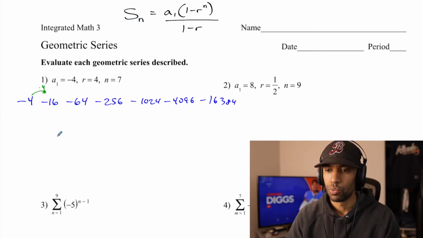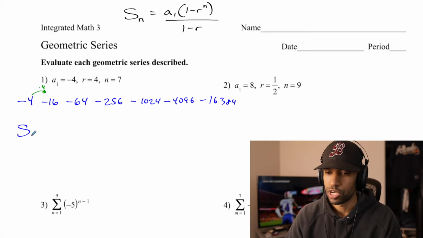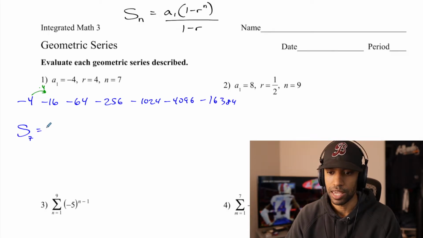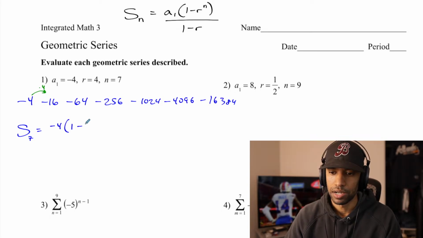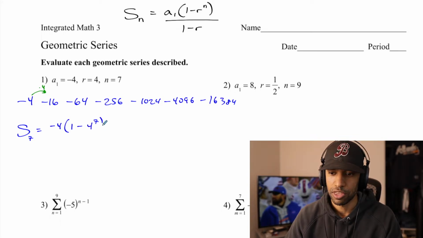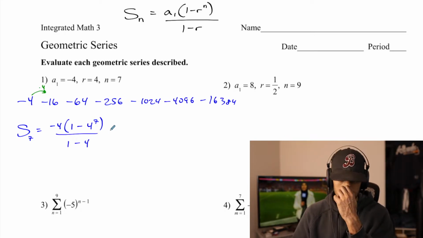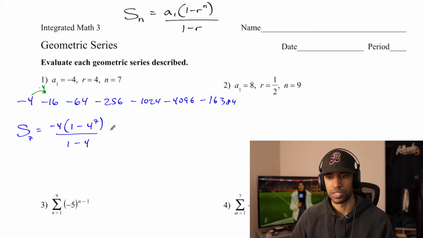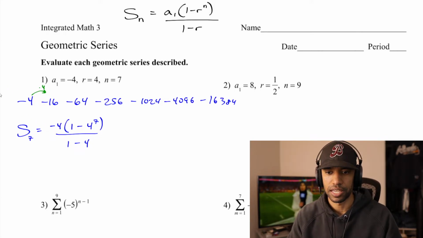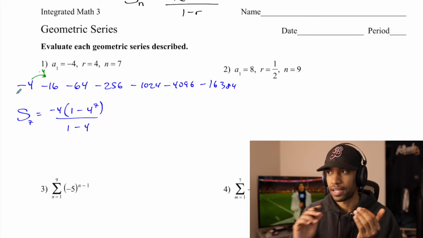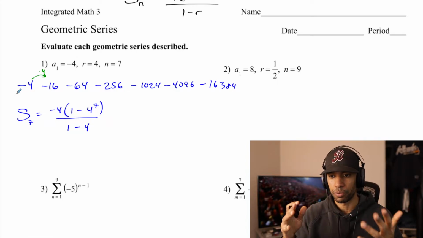So on number 1, we can find the series for this geometric sequence with 7 terms if we take the value of the first term, -4, multiply it by 1 minus 4 to the 7th power, divided by 1 minus 4. Now, I've seen varied answers from my students, and normally it's an order of operations thing, especially when going to the calculator. That's why I generally recommend that you simplify things slowly as you go.